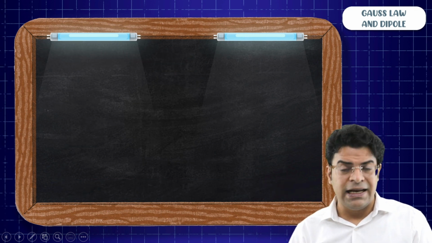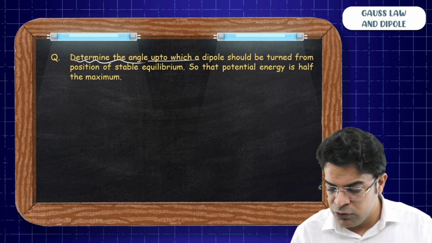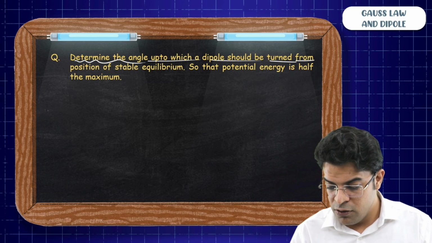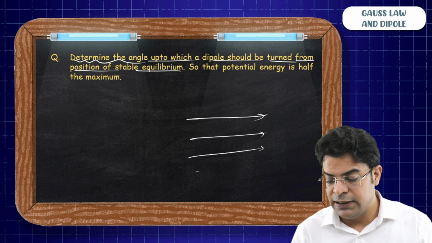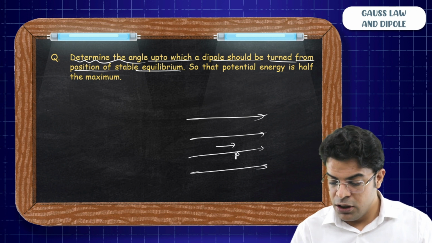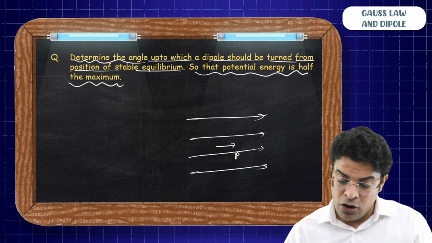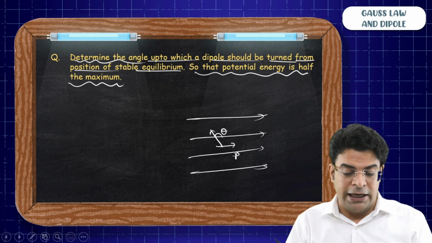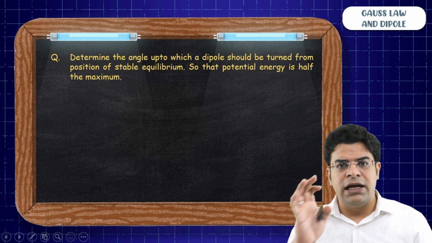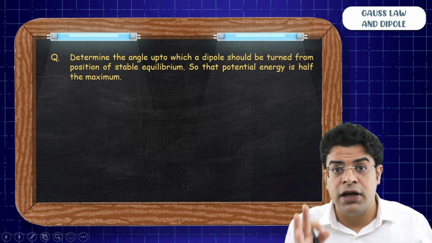So now let's end this session with a question. Determine the angle up to which a dipole should be turned from the position of stable equilibrium, that is, when it is parallel to the electric field, so that its potential energy is half the maximum. By how much angle should it be turned so that its potential energy becomes half the maximum? Students answer this question wrong many a time. That's why I have taken this particular example.